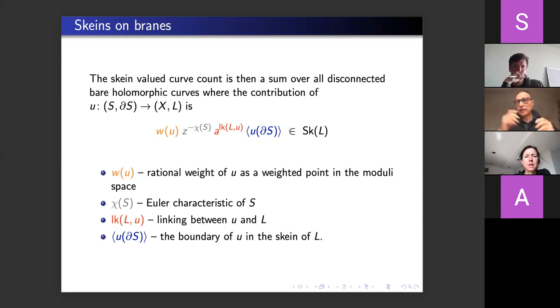And finally, I take the boundary of the holomorphic curve in the three-manifold, framed by this psi vector, and I take it in the Skein, right? So all in all, I have some rational number times a power of Z times a power of A, so they're elements in the ring, times whatever the boundary is in the Skein module. So I get an element in the Skein module. Okay, so this is supposed to be my count.